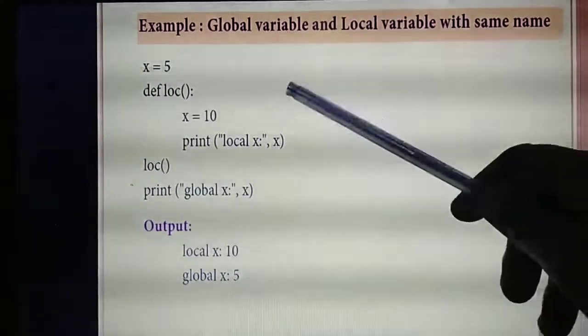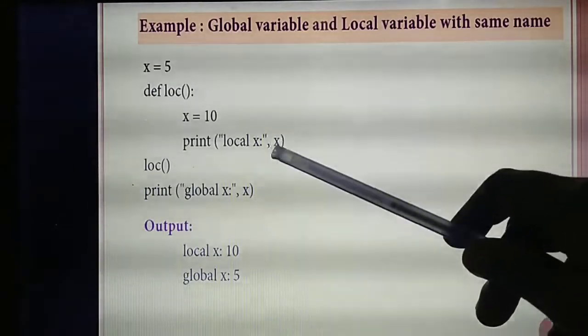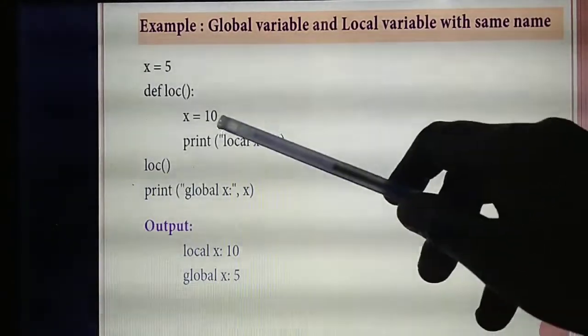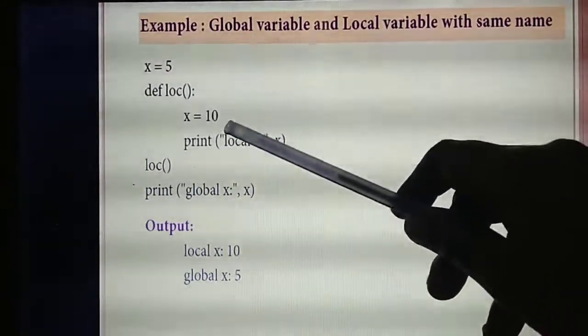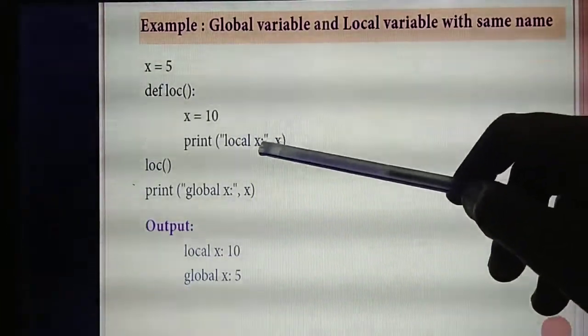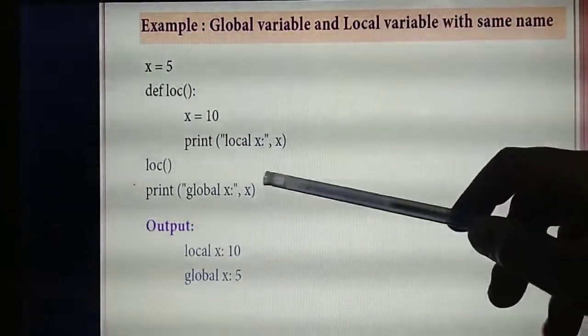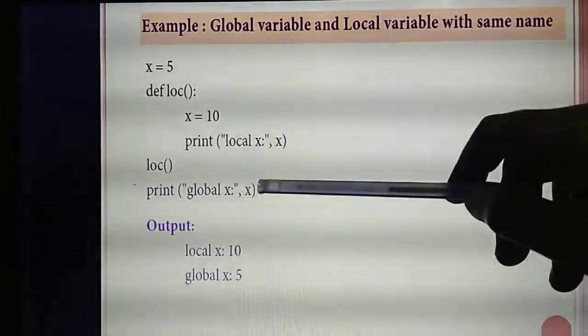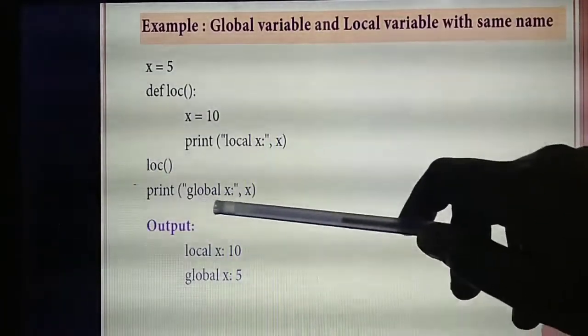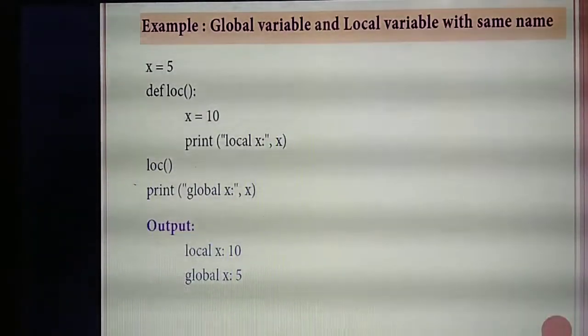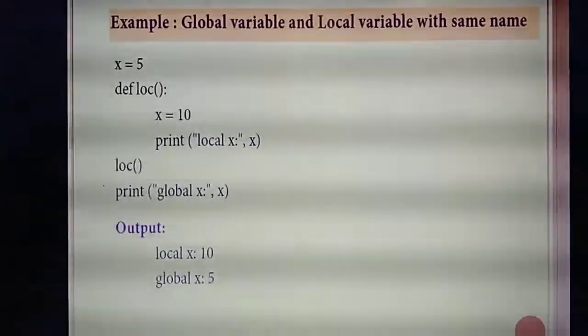Now you are running the program, so what output will you get? Local of x. So what's the value of x? 10. Why? Inside the function the defined value is 10. Then outside the function you are defining the value of x as 5. So in the second output, global of x, the value of x is 5. Understand?